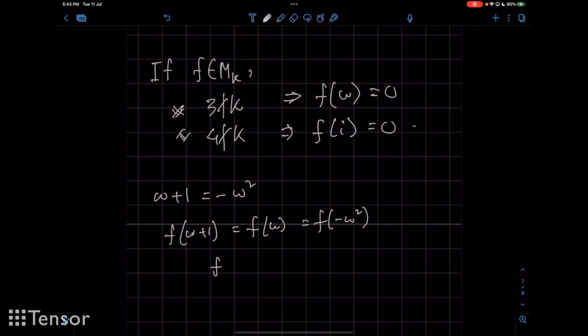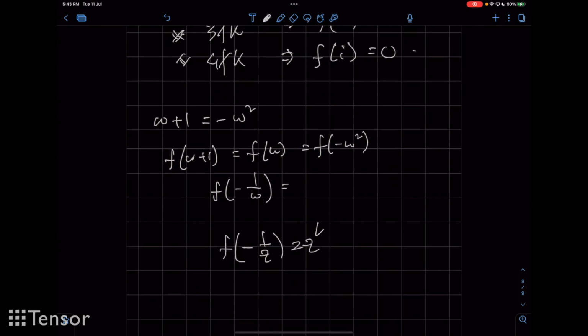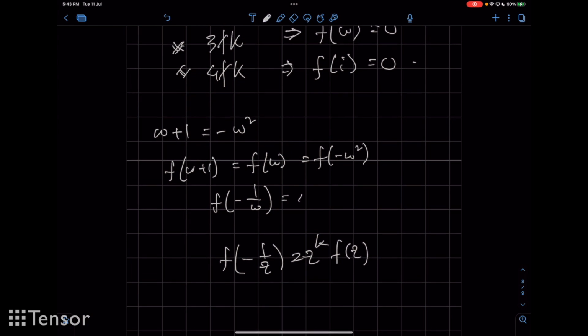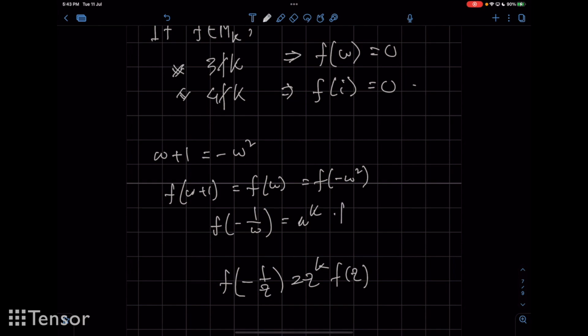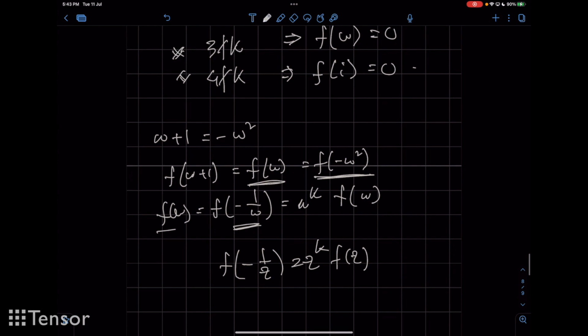Also, we know that f of negative 1 over z is equal to z to the k times f of z. So this is omega to the power k, which is not 1 since 3 does not divide k, times f of omega. And negative 1 over omega is negative omega squared, so that is equal to f of negative omega squared, and that is equal to f of omega. So f of omega is equal to a number that is not 1 times f of omega. So this is true only when f of omega is 0. And similarly, you can do it for 4 as well.